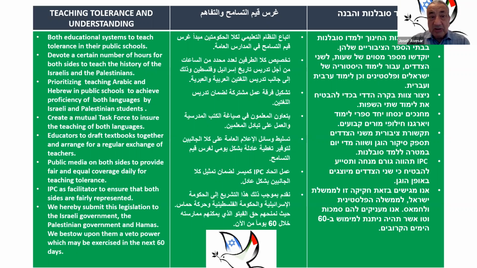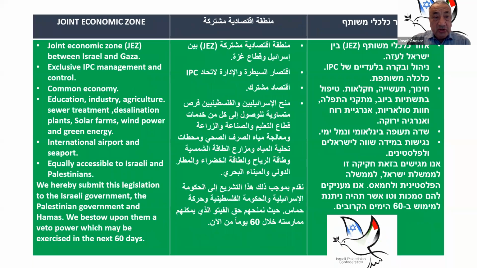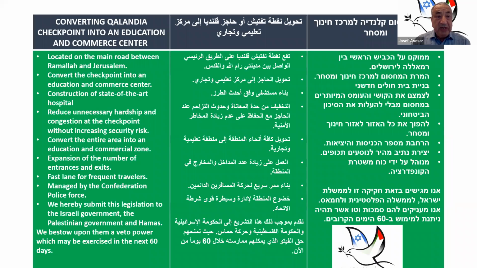All right, let's go to the next legislation. These are two legislations that we're going to pass at the same time. The first one is converting Kalandia checkpoint into an education and commerce center. And the next one is a joint economic zone between Gaza and Israel. Libby, do you mind reading it, please?